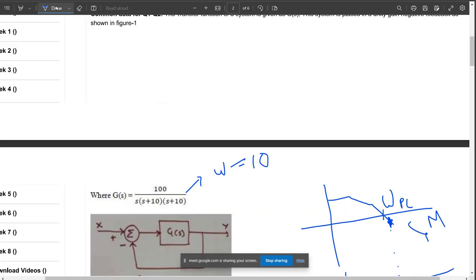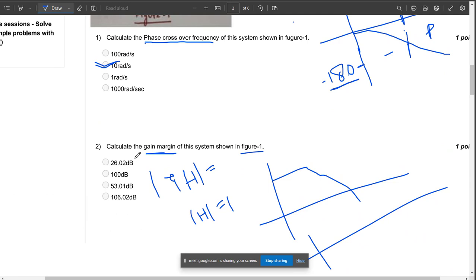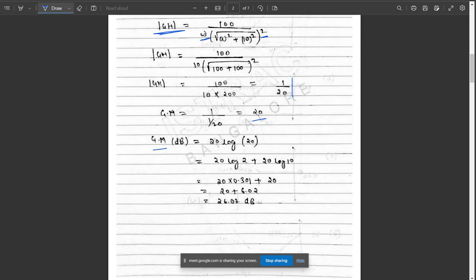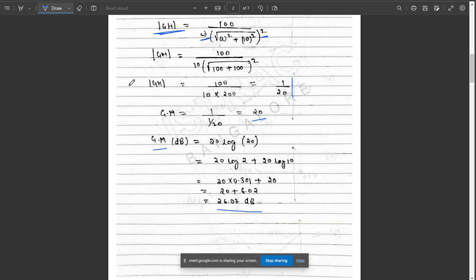Since it is asked in the options itself, in dBs, the solution was given in dBs. So here, convert this value into dB. So that will be 20 log 20. So solve it and we got 26.07 dB. So this is 26.02 dB. Sorry, not 07, it's 02 dB.